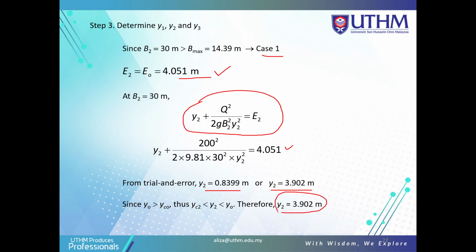So this is the concept. You must read your question properly. If they want to find the upstream, downstream, and under the bridge, then calculate until step 3. If not, we just stop at step 2. That is the difference between the cases in activity 3.7 and activity 3.8.